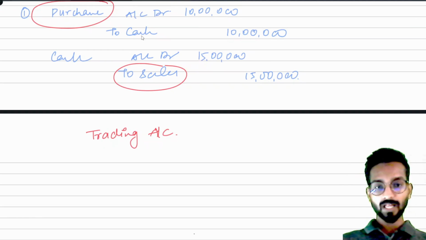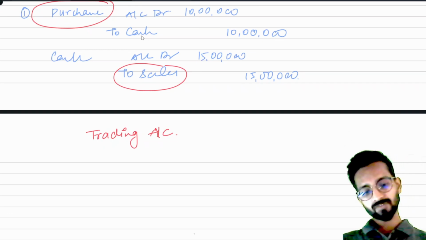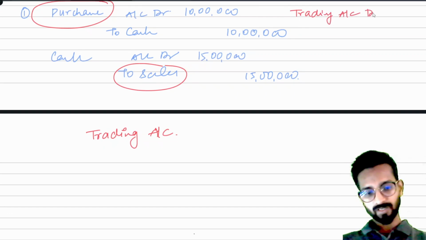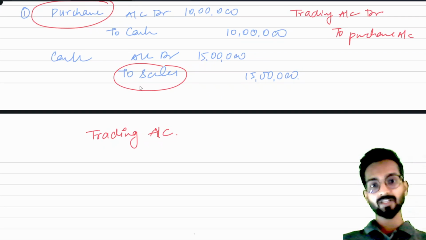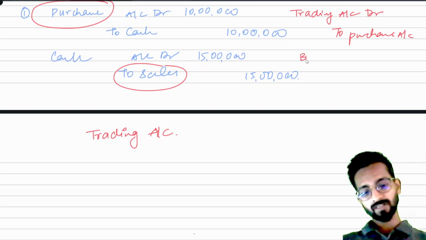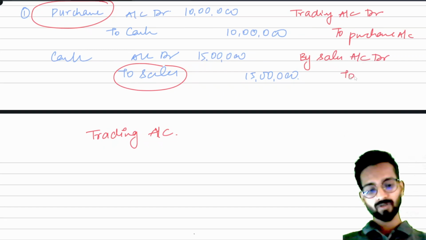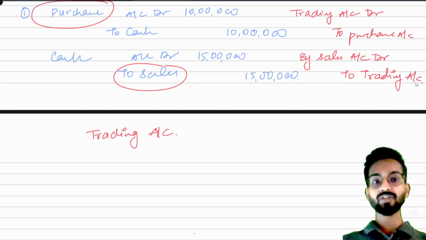Now tell me, when I am saying purchase account debit to cash, this is the purchase happening. If I have to transfer purchase into the trading account, what will be the journal entry I will write? You will say, sir, you can write trading account debit to purchases, because I am transferring. Purchase was debited, now credited into trading. If I have to transfer the sales into trading, what will I write? You will say, sir, very simple, sales account debit to trading account. Remember why we are transferring all the accounts into trading account.